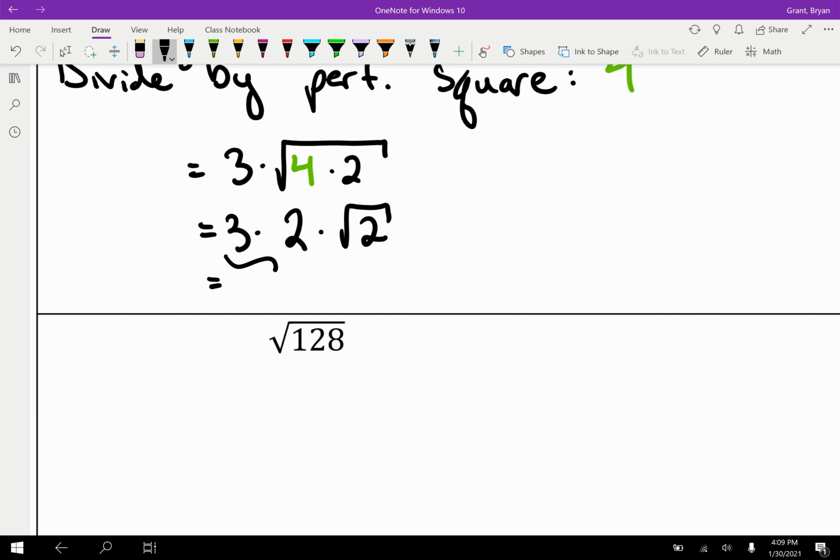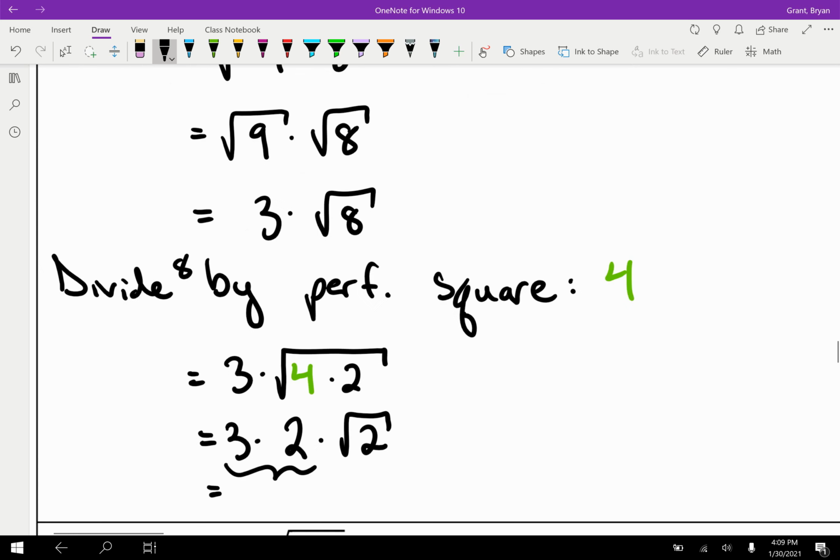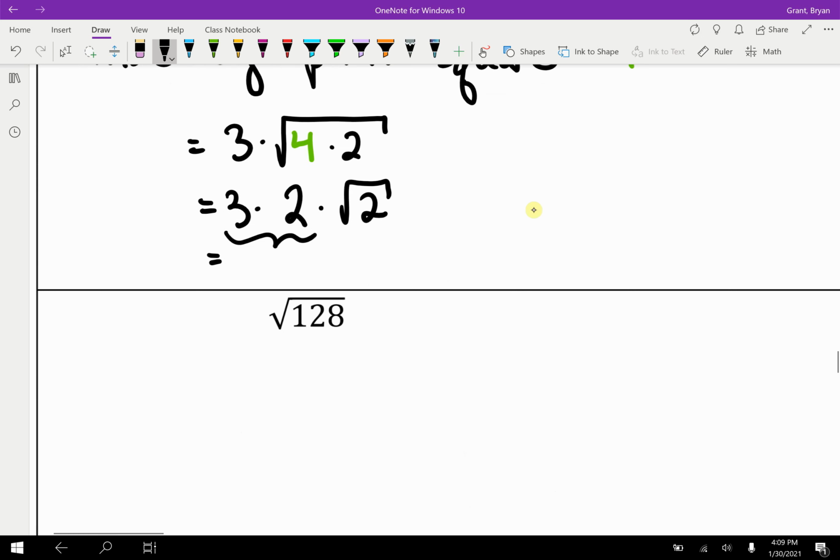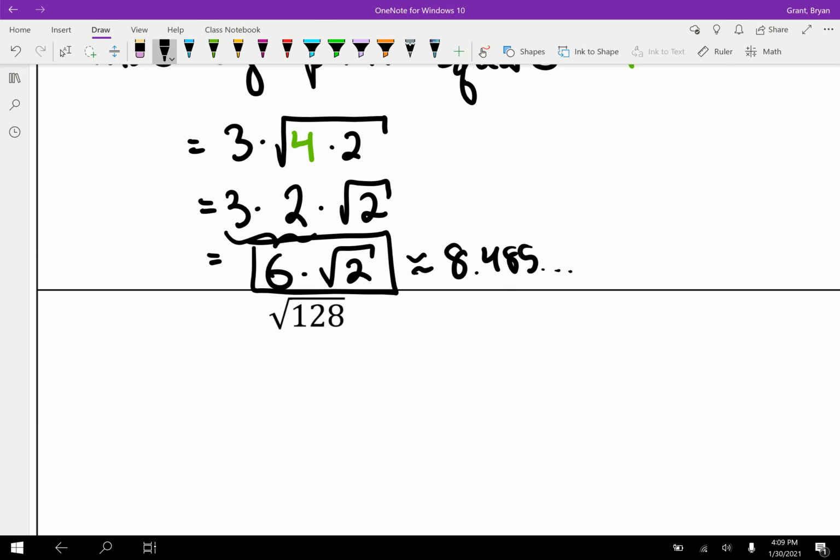So let's do a little multiplication on the outside. Notice we've kept the multiplication all the way through. 3 times 2 is 6. And the square root of 2 stays the same. This is the fully reduced form of the square root of 72. And guess what? If I typed in 6 times the square root of 2 into Desmos or into any calculator, we would get that exact same decimal, 8.485, and so on.